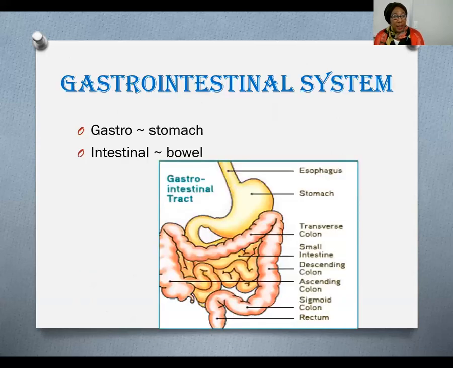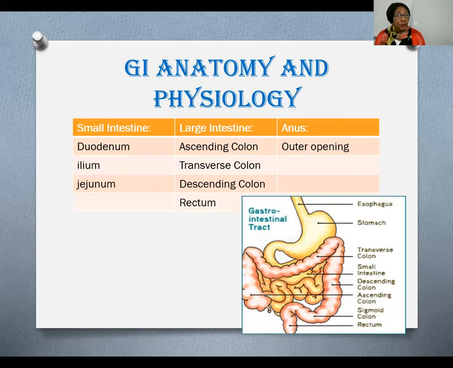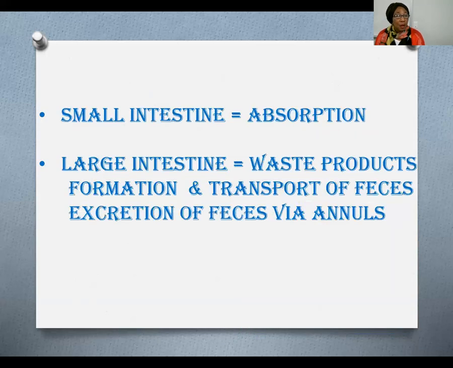Another system that we'll look at is your gastrointestinal system, which is your stomach and your bowel. Small intestine, large intestine, and the anus, which is the outer opening. I think you have this table in your book, just go through it. Your small intestine does most of the absorption, and then the large intestine. After the small intestine has done its job, it has absorbed all the nutrients that you need. What it doesn't need will go into the large intestine, and eventually there's excretion.